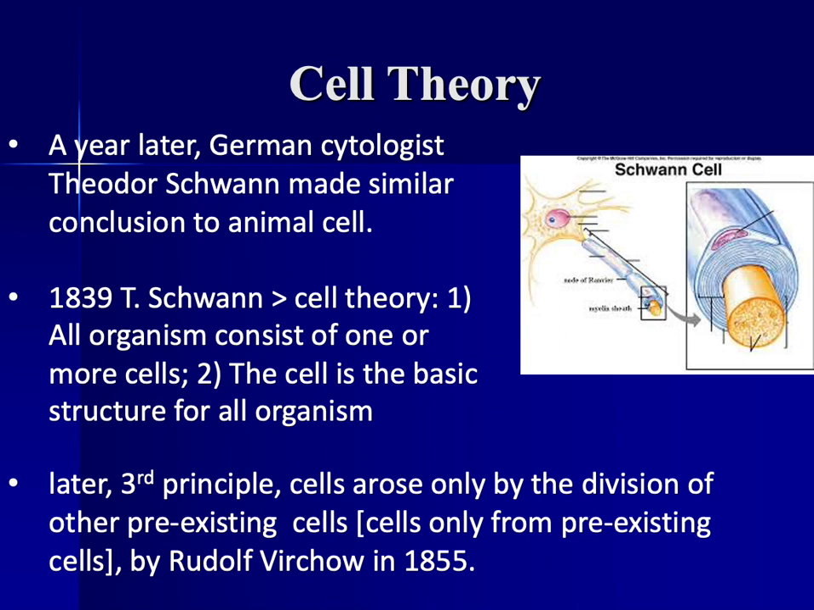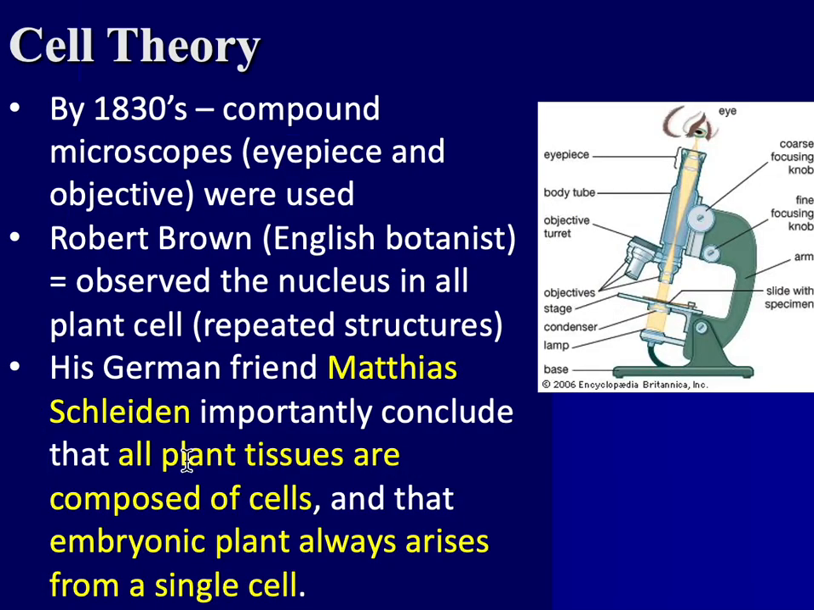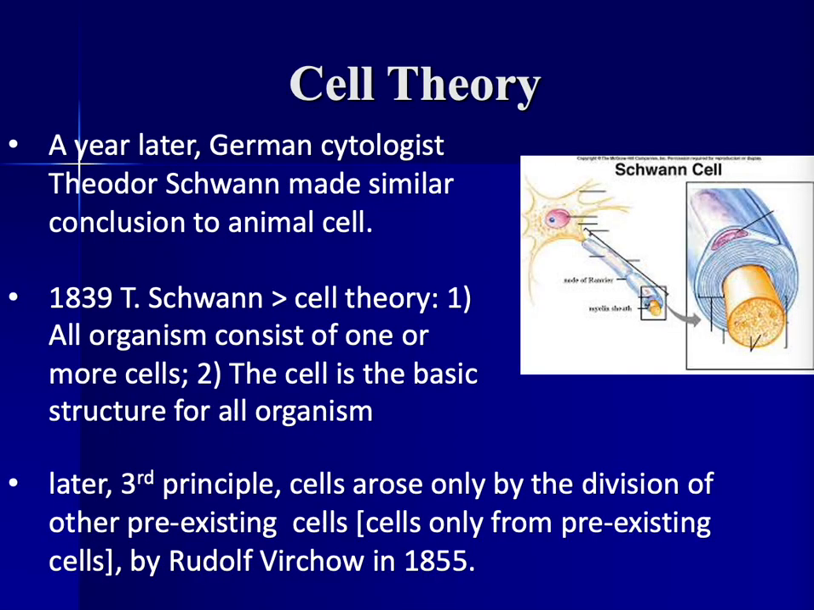A year later, German cytologist Theodor Schwann made a similar conclusion for animal cells. So all animal tissues are composed of cells. So in 1839, T. Schwann contributed to the cell theory. Number one, all organisms consist of one or more cells, and number two, the cell is the basic structure for all organisms. Okay, so it's very important for you to know and understand the cell theory.